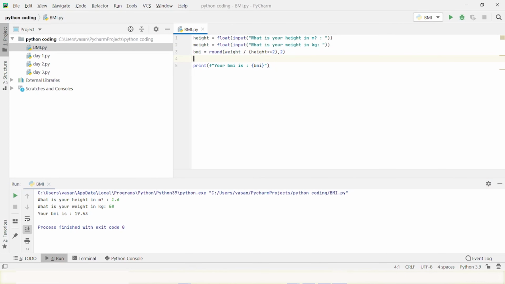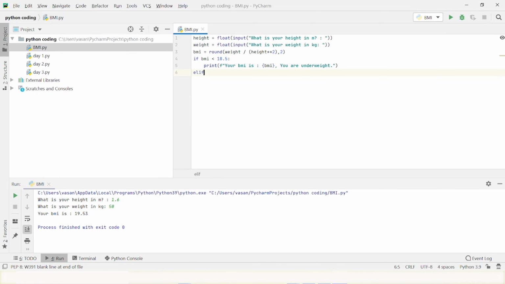For that, if the BMI is less than 18.5, it should print the BMI and say you are underweight.